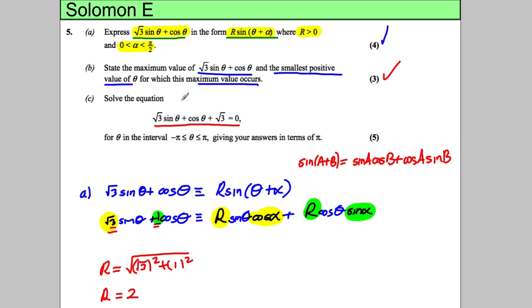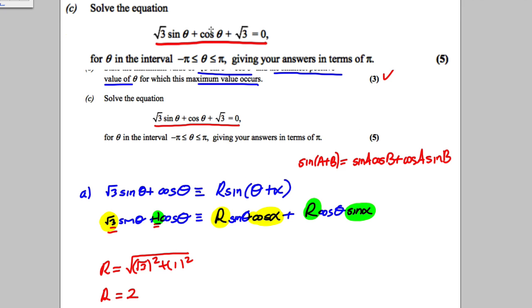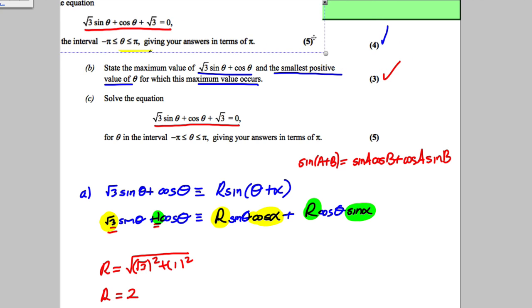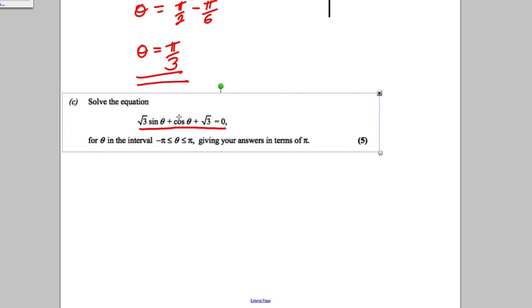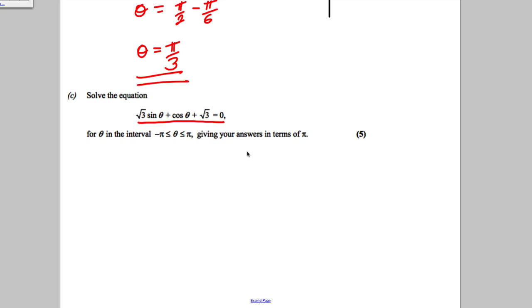Then we're asked to solve this equation here. So for part C, we're asked to solve this equation. Now, you'll notice that this here is very much like the work we've been doing above. We can write that in R sine form, which is going to be much better.